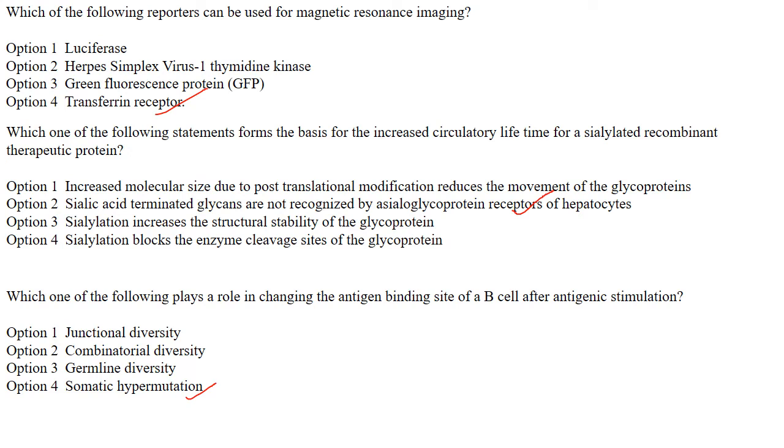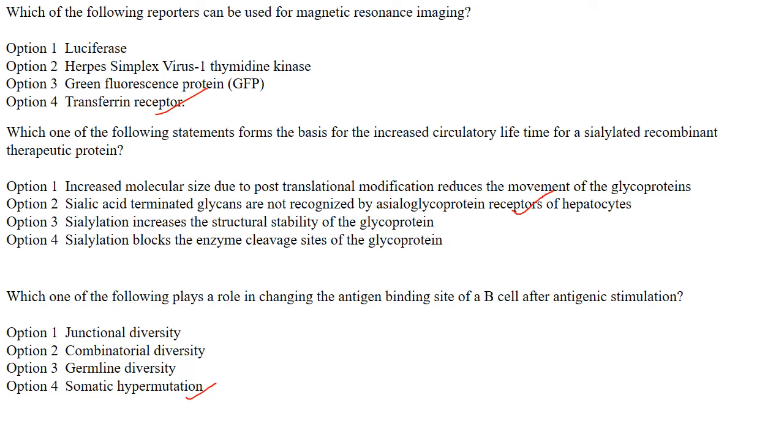Poorly sialylated glycoproteins with exposed galactose residues bind to asialoglycoprotein receptors expressed on liver cells, that is hepatocytes, which leads to the removal from circulation, resulting in shorter in vivo half-life of the therapeutic protein.